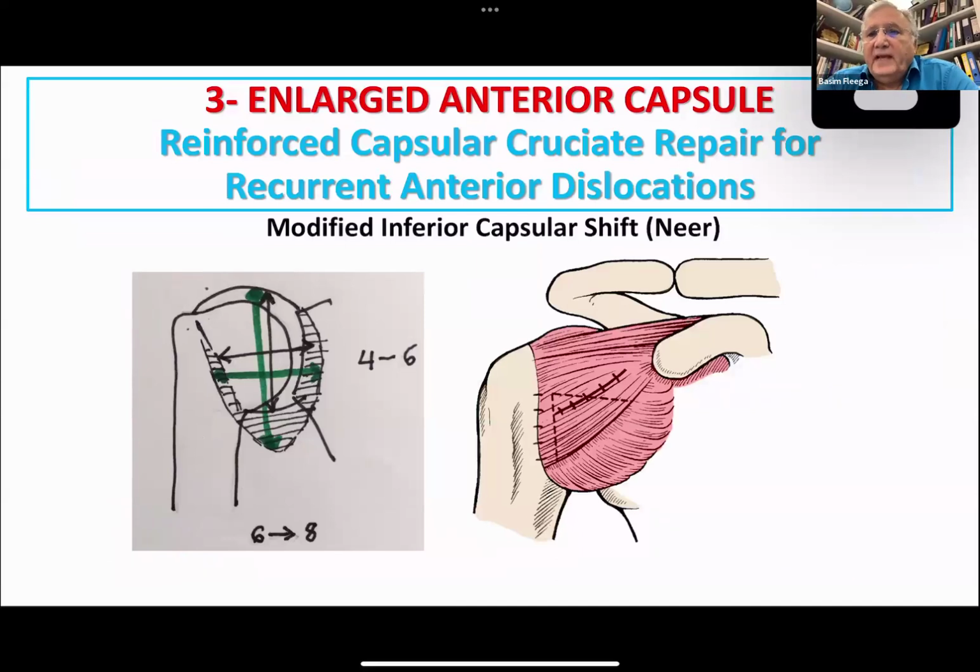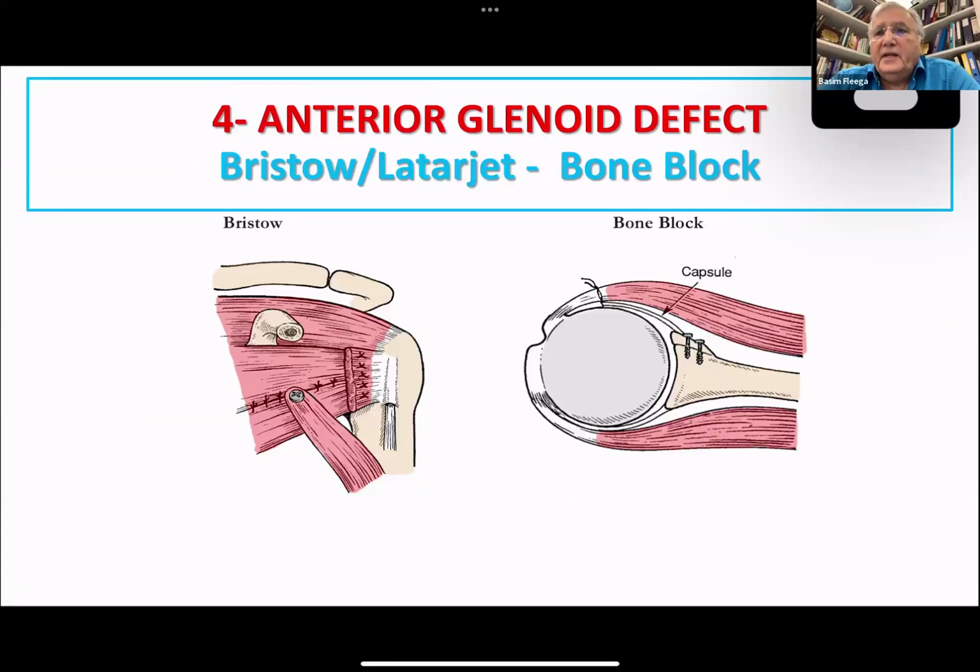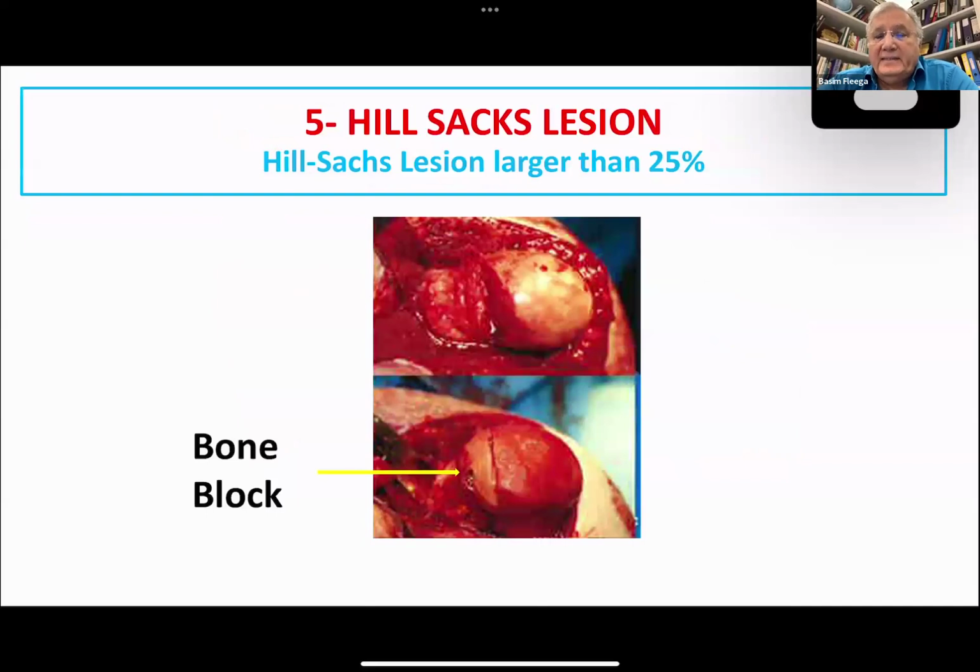A modified technique then was published by Neer, addressing the unidirectional anterior instability. It is same as inferior capsular shift, but smaller incisions. For anterior glenoid defect, we used at that time the Bristow and Latarjet procedure and bone block procedures. For Hill-Sachs lesion, with more than 25%, bone block was used to fill the defects.